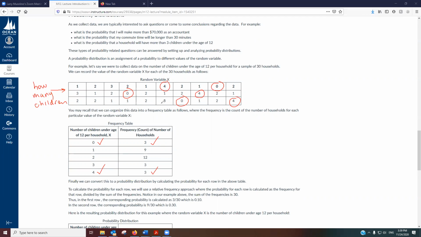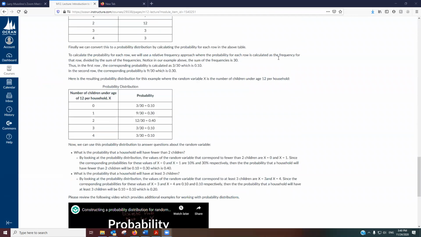Then we want to convert this into a probability distribution. The way you convert this into a probability distribution is you take the frequency for each row, the count for each row, and divide it by the total number of data values. So in our example, we had 30. The total number of data values is 30 in this example.